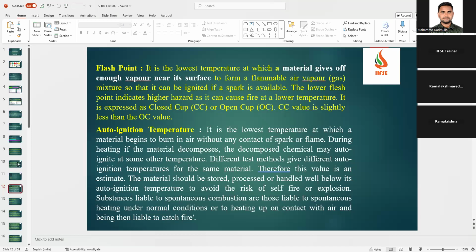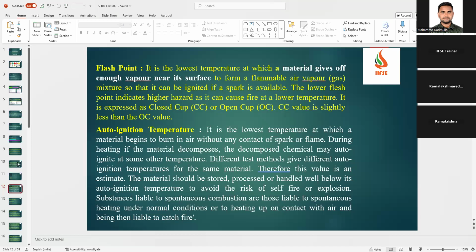During heating, the material decomposes and the decomposed chemical may auto ignite at some other temperature. Different test methods give different auto ignition temperatures for the same material. Therefore, this value is an estimate. Basically, we have different kinds of tests. So auto ignition temperature is an estimated value, but flash point is not like that. It is an accurate value.